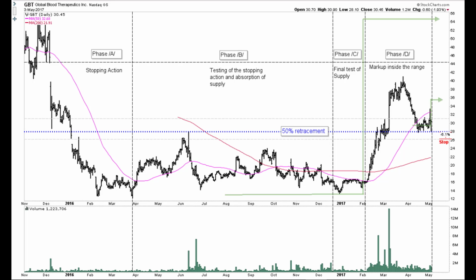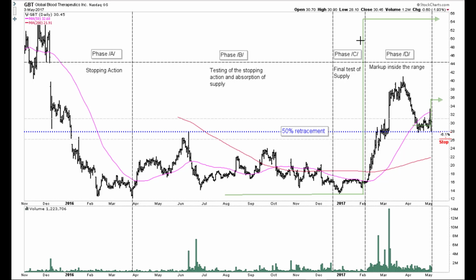We are looking at Global Blood Therapeutics, GBT. I shared this chart very informally yesterday. There's a few things that I like about it. These are the charts that I look for. I spend a lot of time looking for these. This looks like accumulation, and its current price action is retrospectively confirming the bias that this is accumulation.